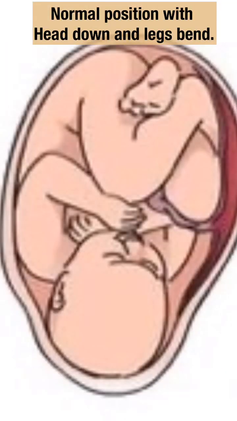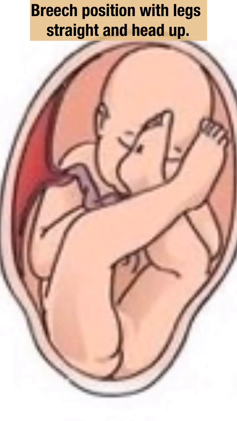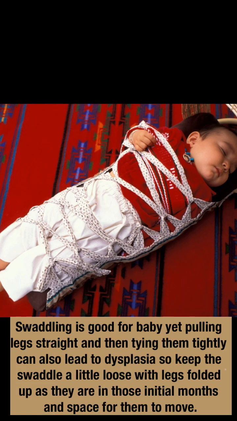sides. This is how the baby is normally, with legs folded up, and this is how the baby is in the breech presentation, with legs straight up. Swaddling is good, but swaddling your baby tightly like this, keeping the legs straight, is also one of the reasons after birth which can lead to developmental dysplasia of hip. So it is always better to swaddle the baby in loose clothes in the folded position in which they are born, especially in the initial months.